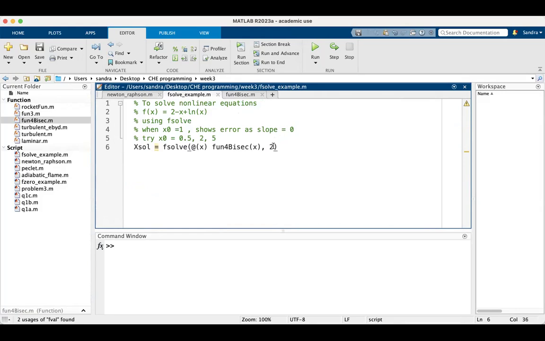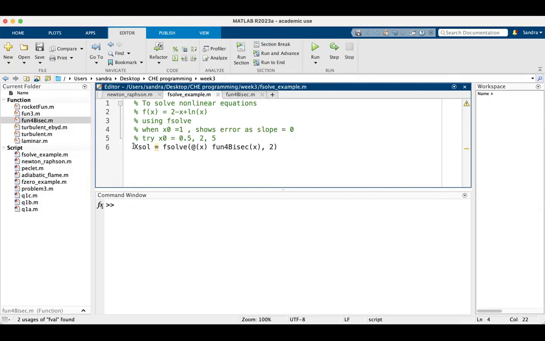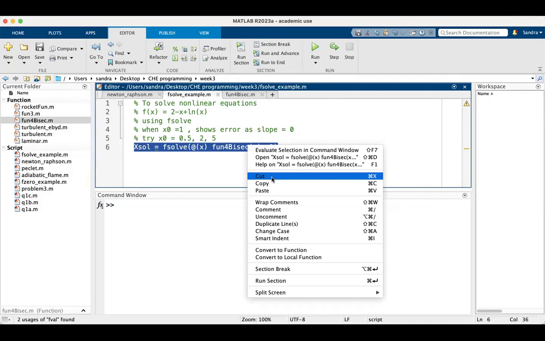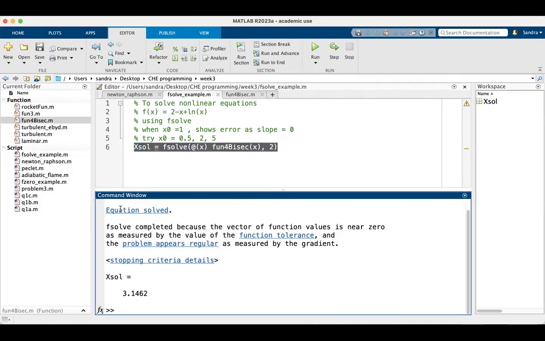And then you have to give an initial guess, that is 2. Now let us try to solve this. You just have to run this command here. Either you can put it in a script like this and run, or you can just copy this command and run it here also. Okay, let me just run this.